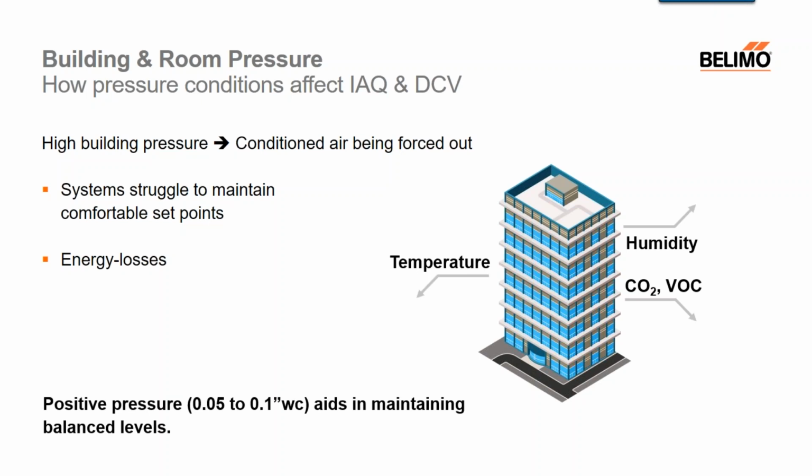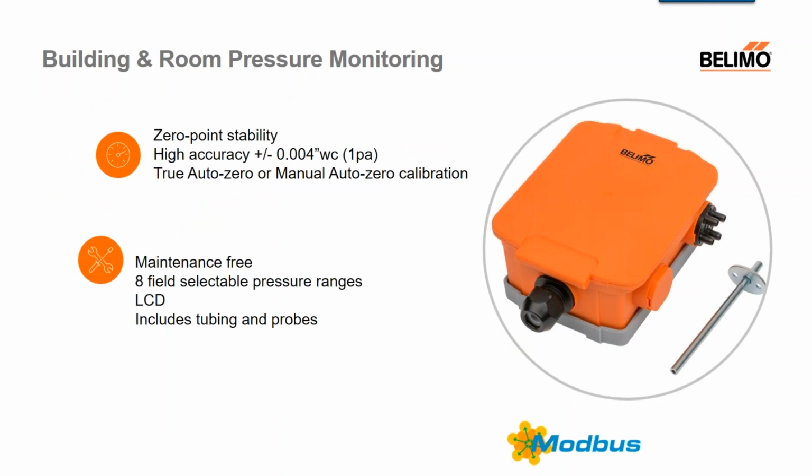By maintaining positive pressure of 0.05 to 0.1 inches water column, this supports in maintaining balanced levels, an excellent reason why an accurate, stable, reliable, drift-free air differential pressure sensor is essential. Belimo's 22 ADP series differential pressure sensors offer high accuracy of plus or minus 0.004 inches water column or 1 Pascal, and also offer zero point stability.